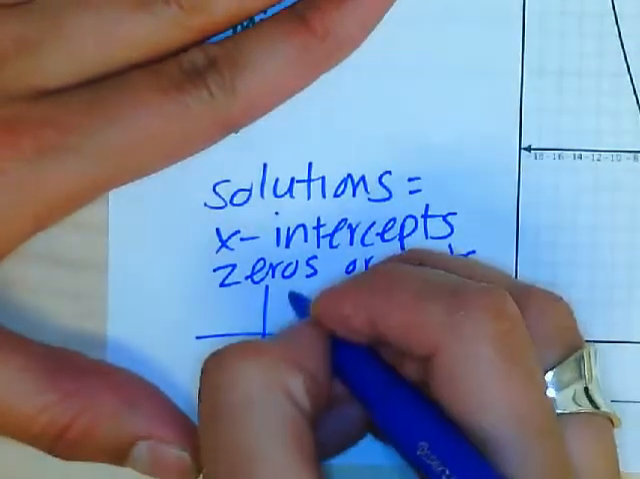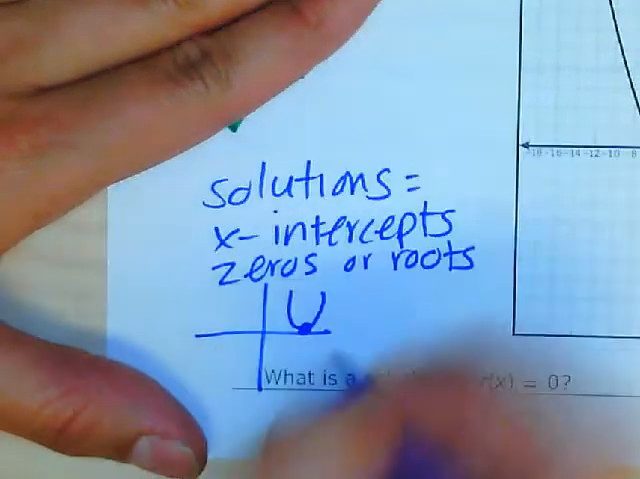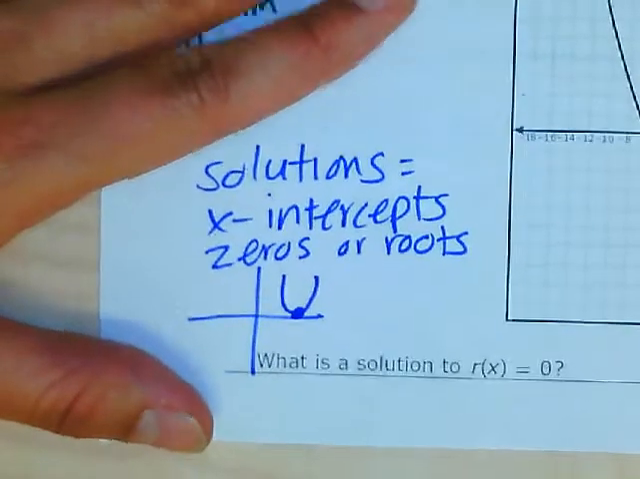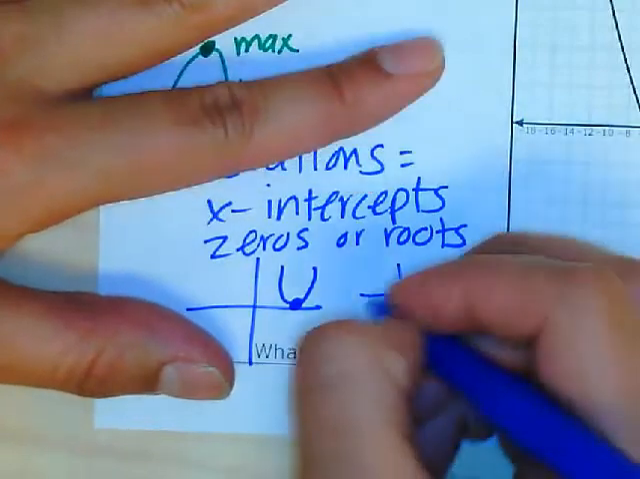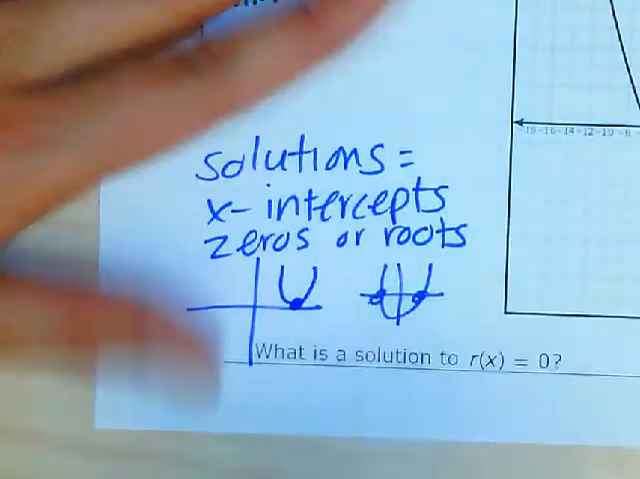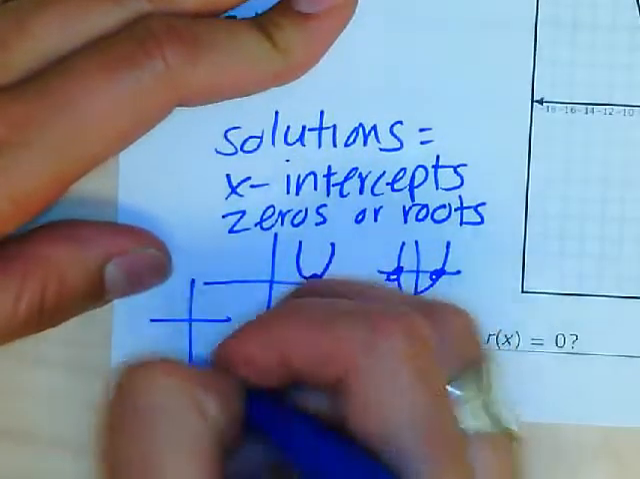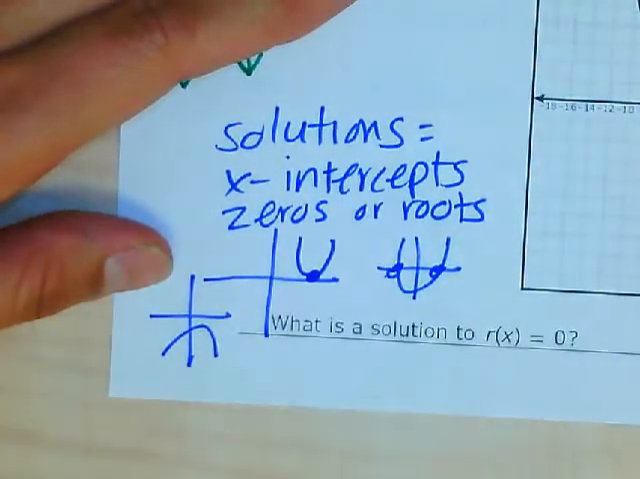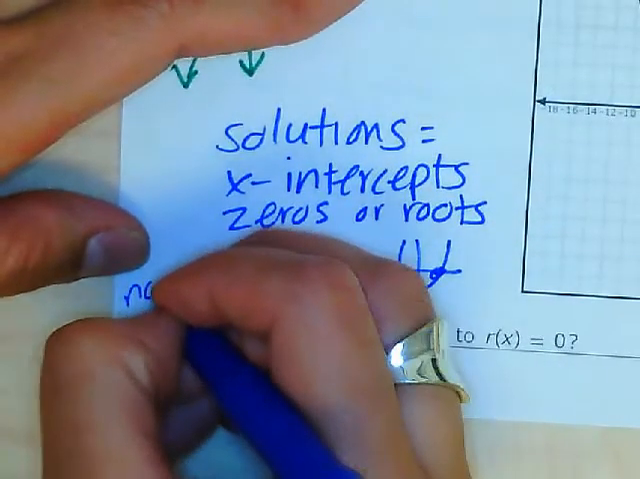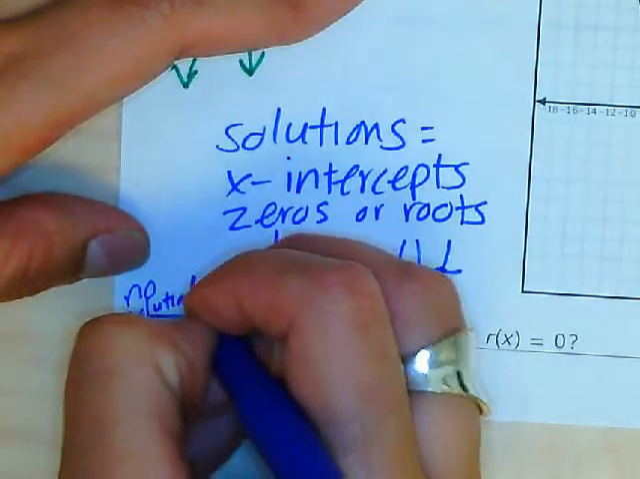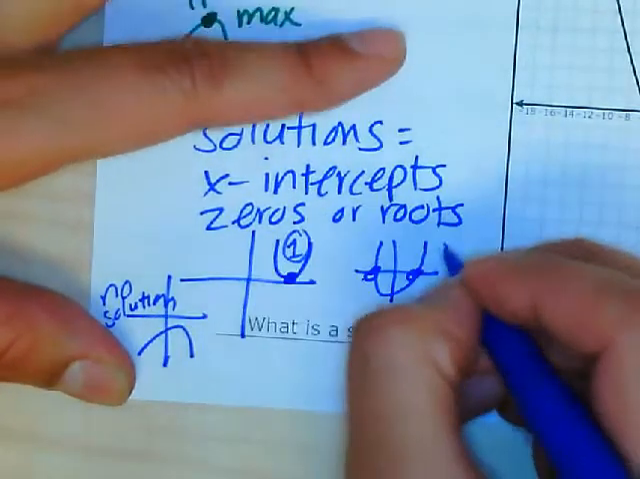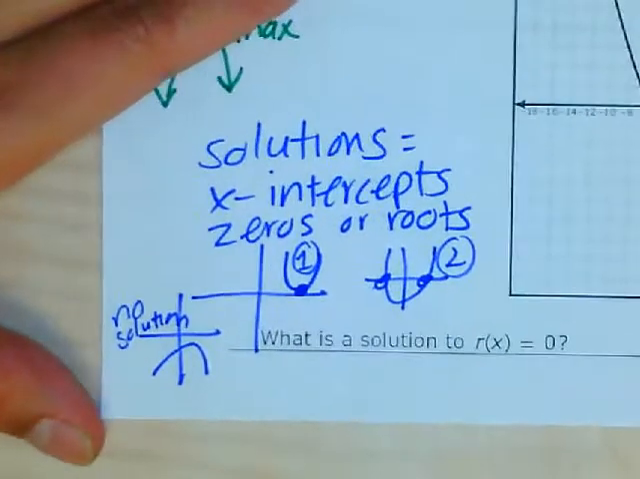Whenever a parabola only touches at one point, that's only one solution. A parabola can touch twice, so it's going to be two solutions. Or a parabola might not even touch the x-axis at all. This is no solution. No solution, one solution, two solutions. Okay, so those are the three scenarios that can happen.